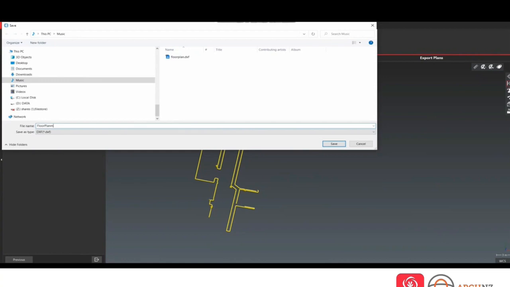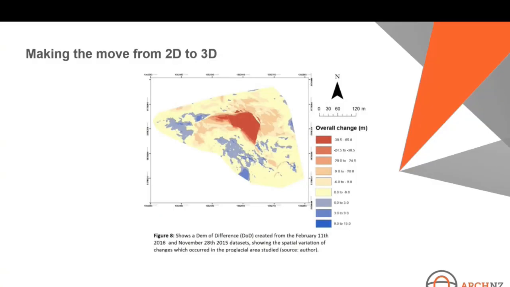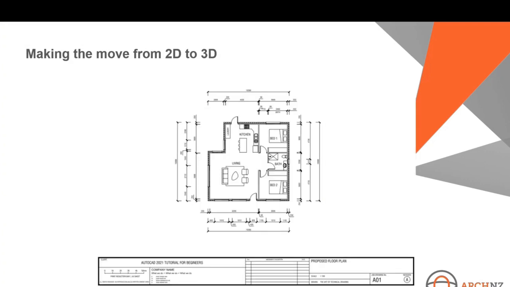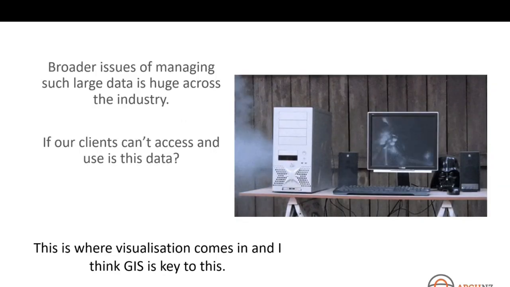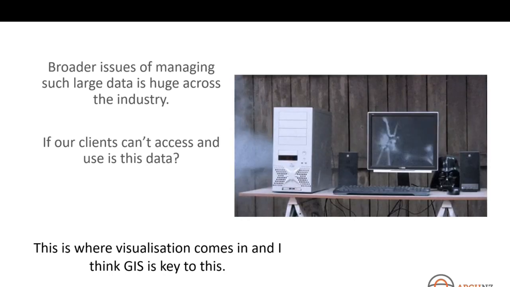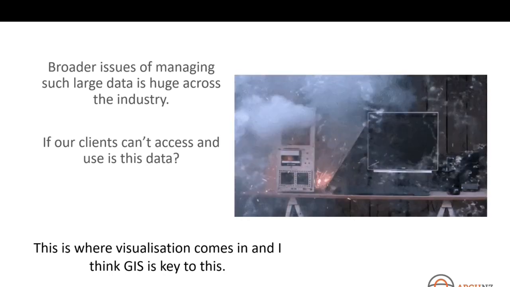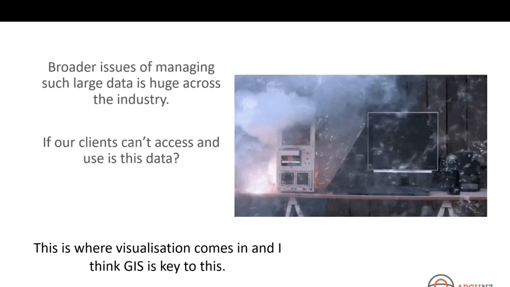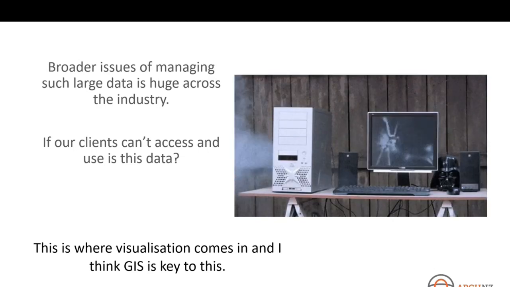But there is a lot more that we can do with these outputs than just going straight to CAD. What you can see here is all of the outputs I've just showed you, which are all 2D. This is the main format that many of us are using in the industry, the DWG or just PDF output. So this broader issue of managing such large data is across the industry in general. But if our clients' computers look like the one on the screen, then we've definitely got a problem going on.